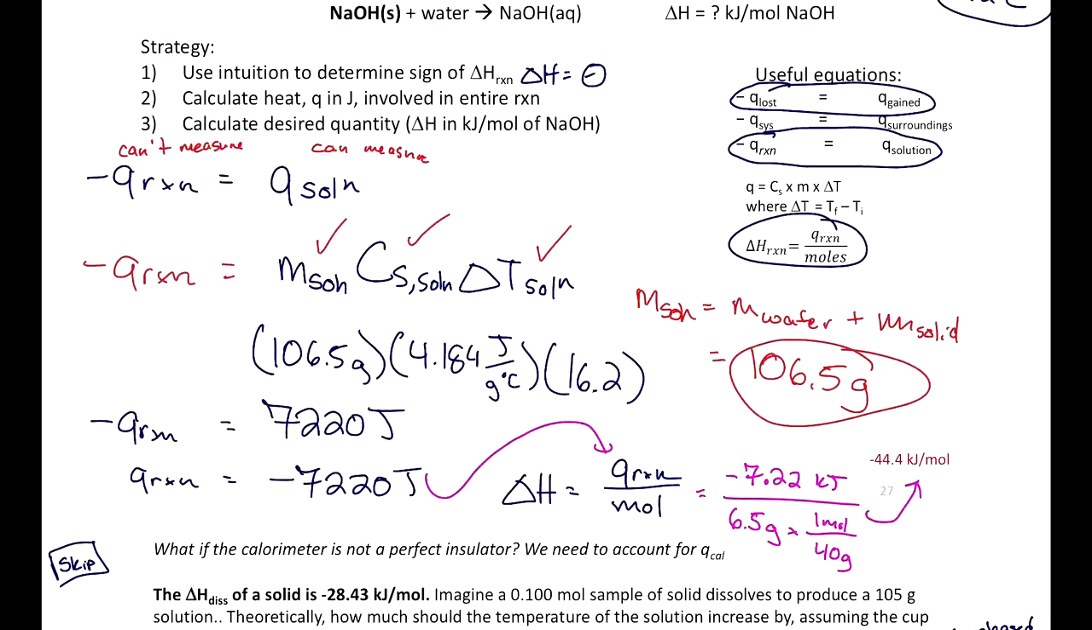Why did I get this question wrong? I messed up the sign. I did not report negative 44. I reported positive 44. I did all the math right. I just got the sign wrong.